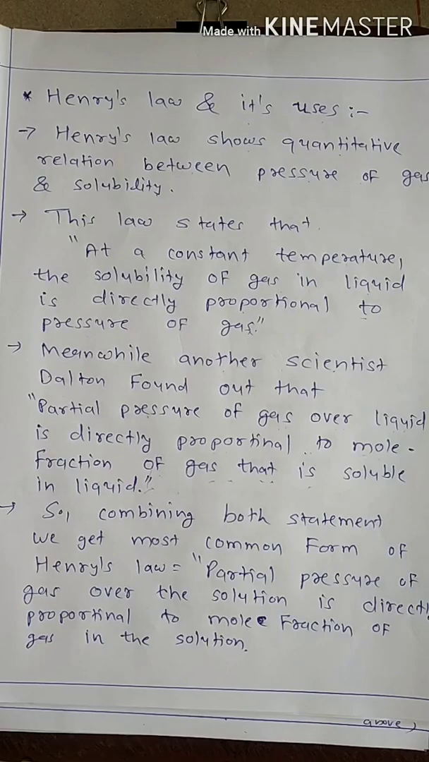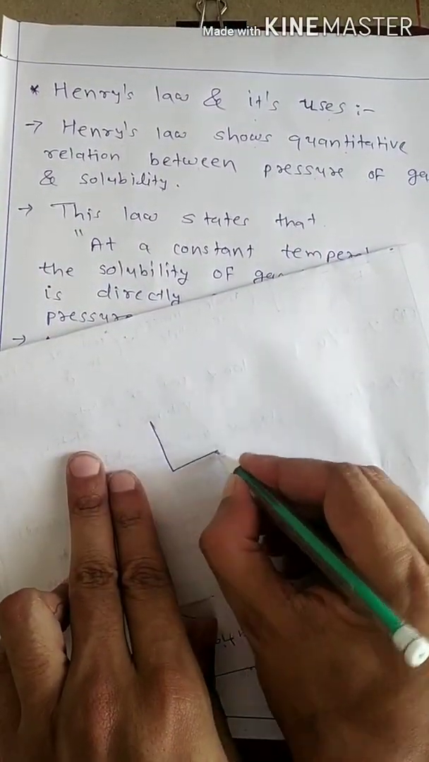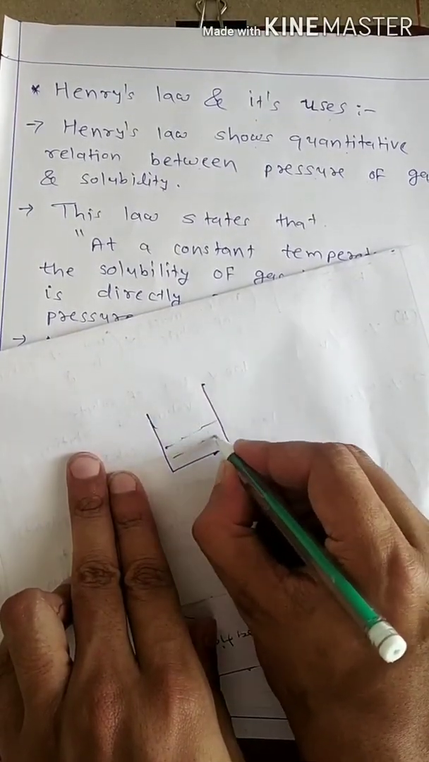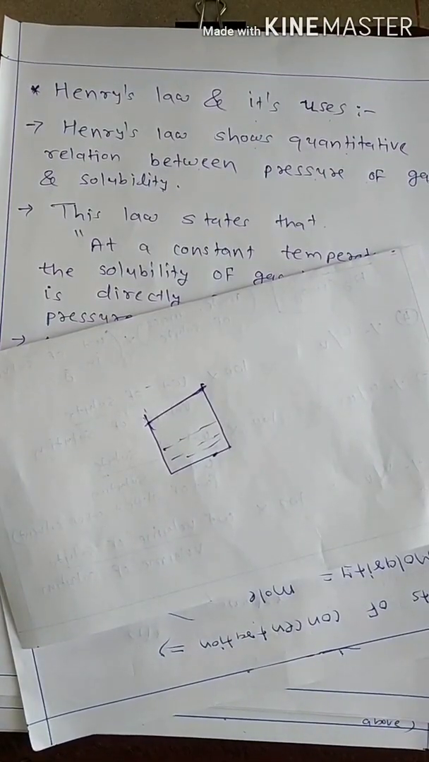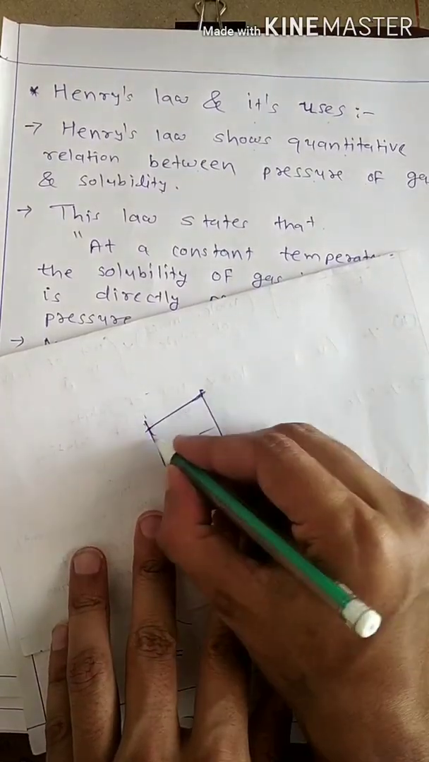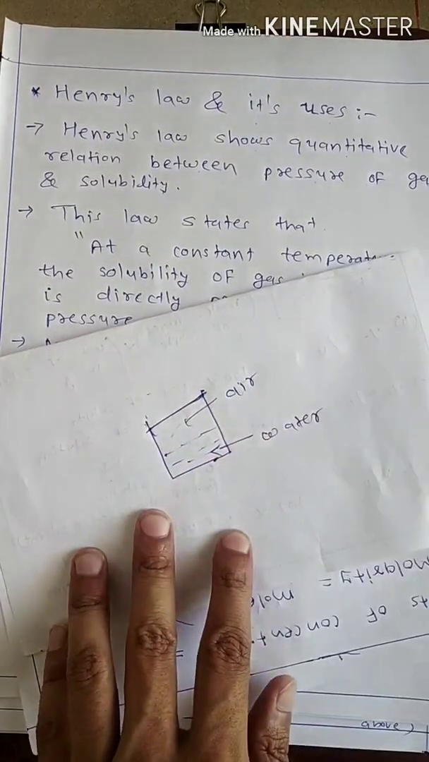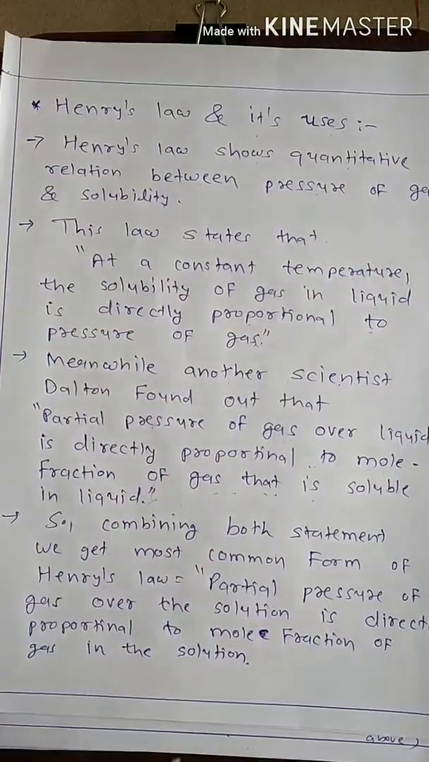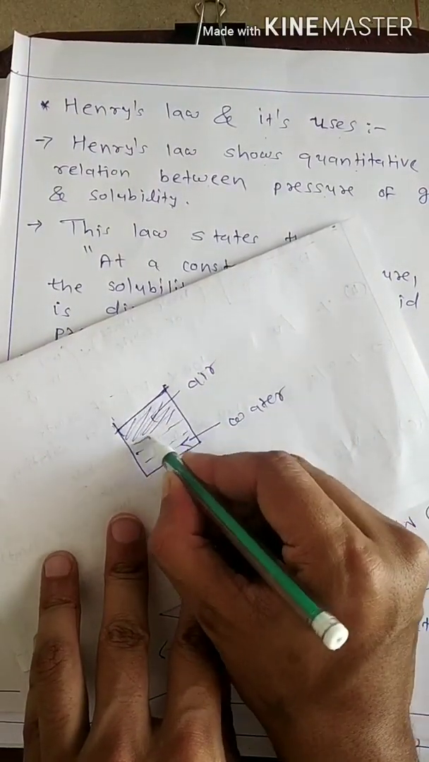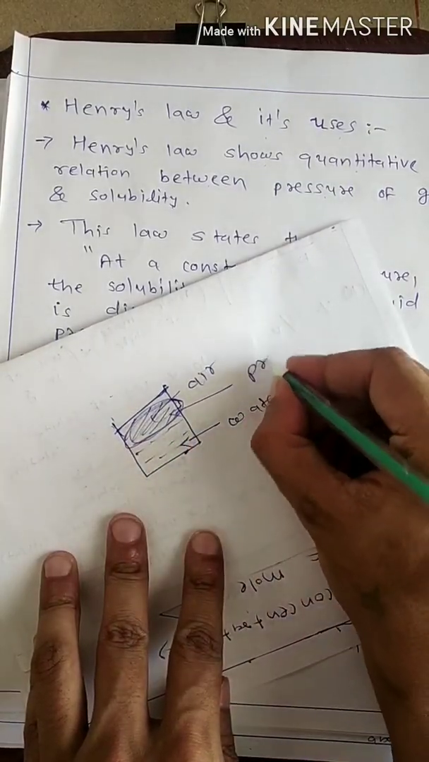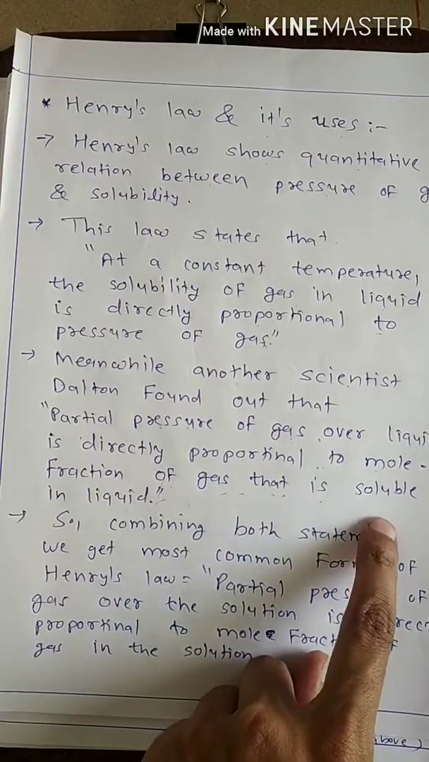let me show you an example. Suppose I have a liquid here and this beaker is sealed. It has a cover on its top. Now this portion is filled with air and I am taking water here. So what Dalton is saying here, partial pressure of gas over liquid means the pressure of this gas, the pressure of the upper part, of this air, is directly proportional to mole fraction of gas that is soluble in liquid.